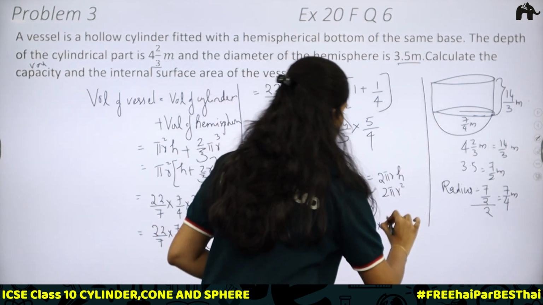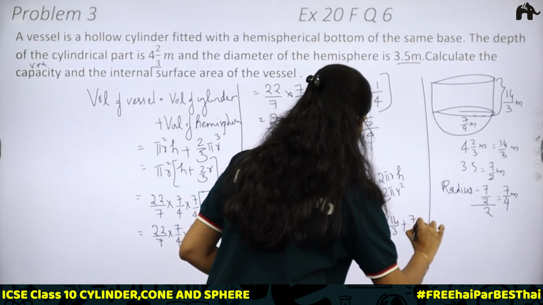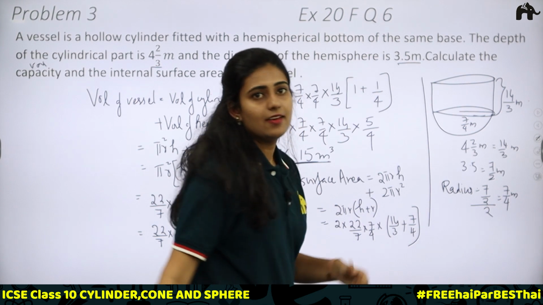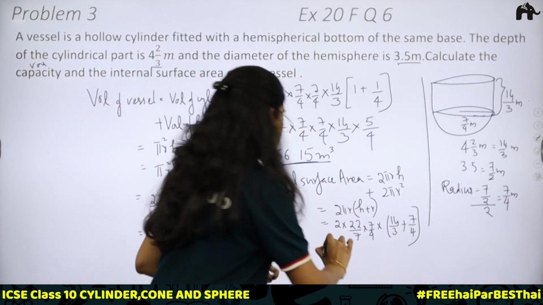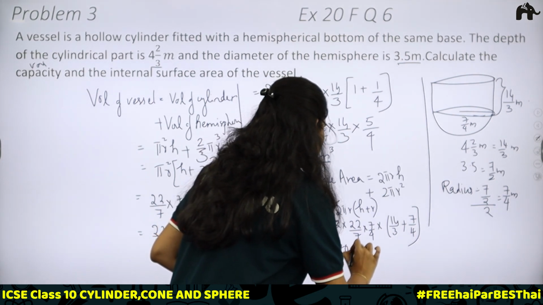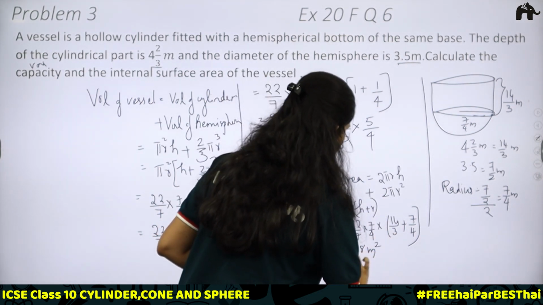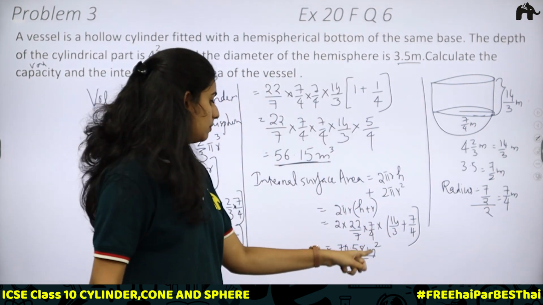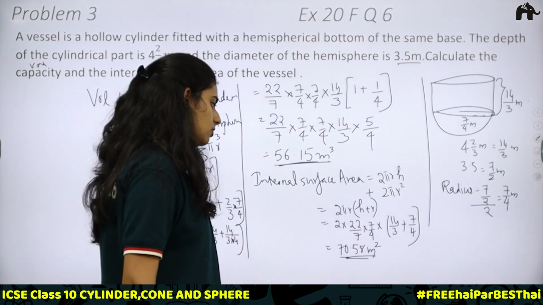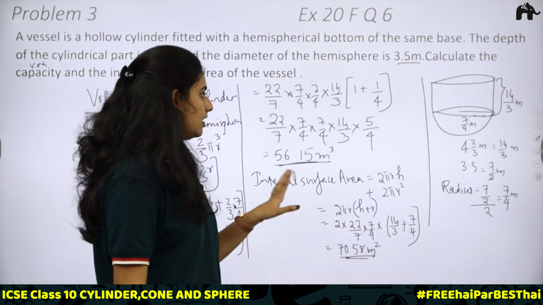h is 14 by 3 plus 7 by 4. Okay. When you calculate this, you will be getting the final answer 70.58 and the unit is meter square. Here it is the internal surface area, therefore the meter square will be the unit. Okay, 70.58 meter square. Understood this?